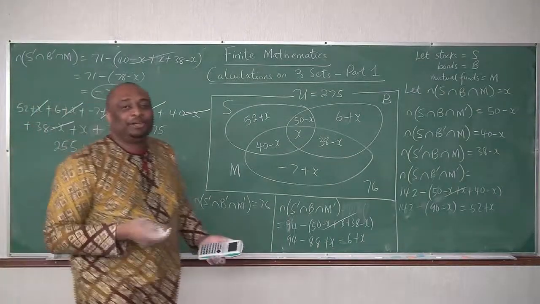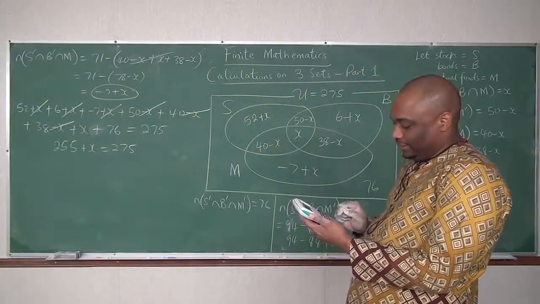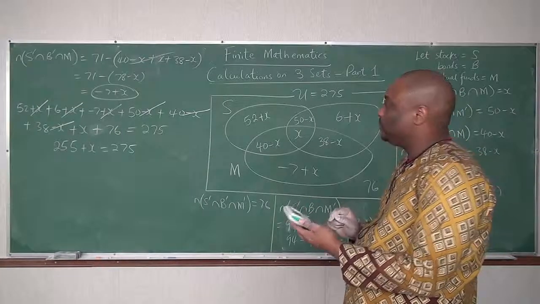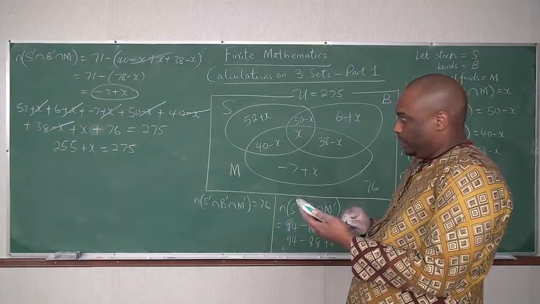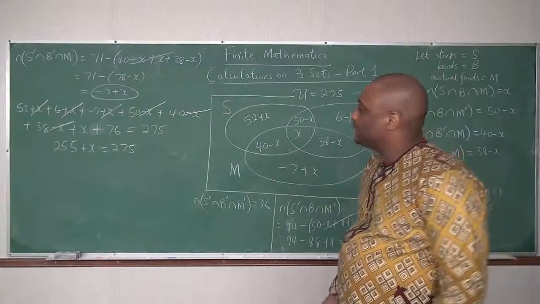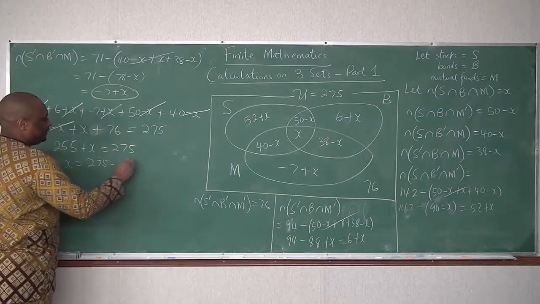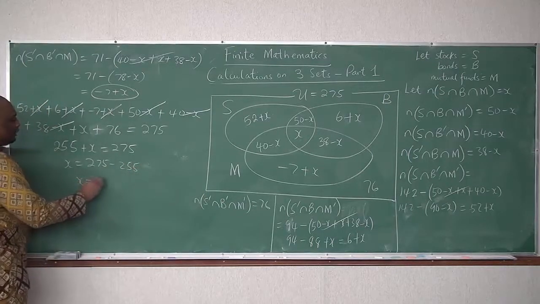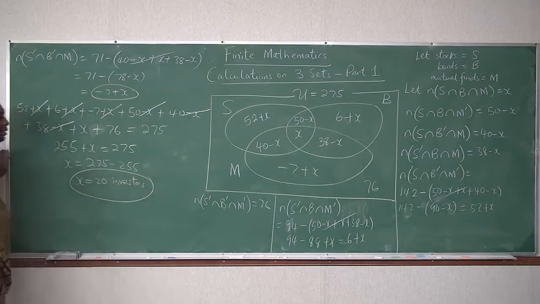Add it again so you don't make mistakes, okay? 52 plus 6 is 58, minus 7 is 51, plus 50 is 101, plus 40, plus 38, plus 76. Yeah, 255 plus x equal to 275. So x is 275 minus 255, so x is 20. 20 investors invested in all three investments.